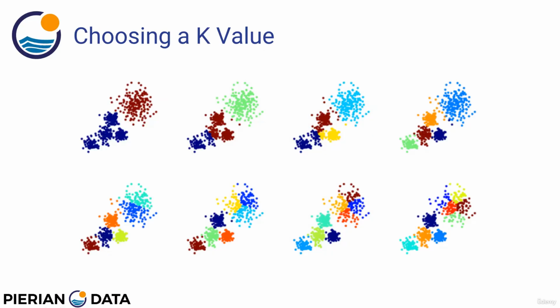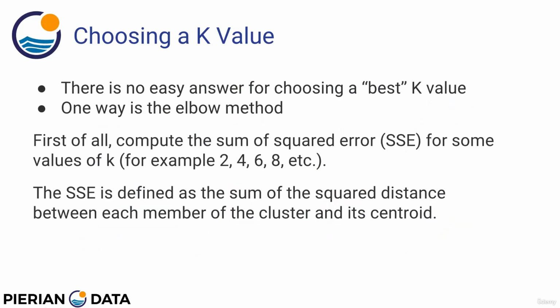Let's discuss choosing a k-value. As we just saw, to perform k-means clustering, we have to decide how many clusters we expect in the data. The problem of selecting k isn't actually that simple. There's no easy answer for choosing a best k-value. However, one way to try to do it is using something known as the elbow method.